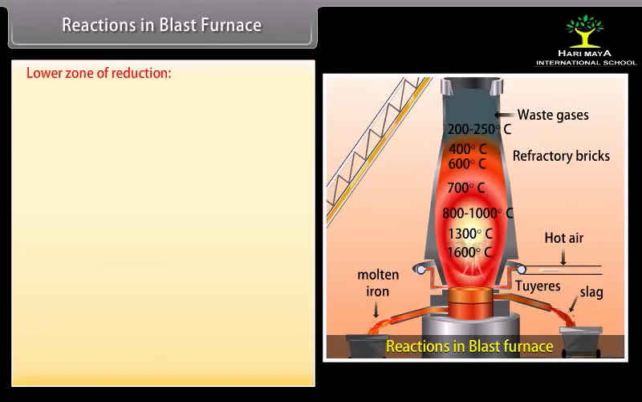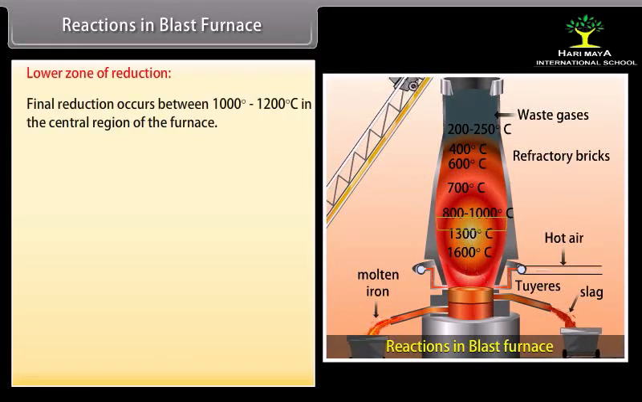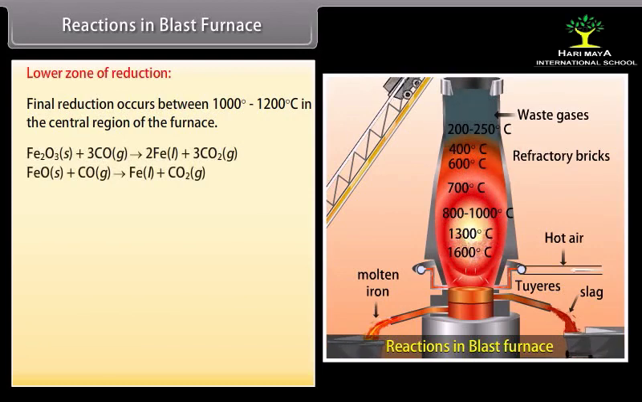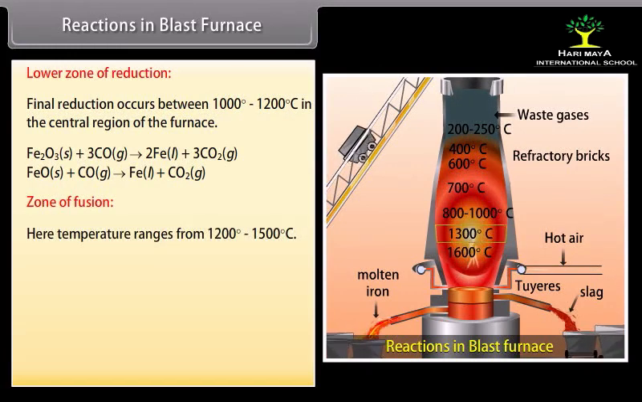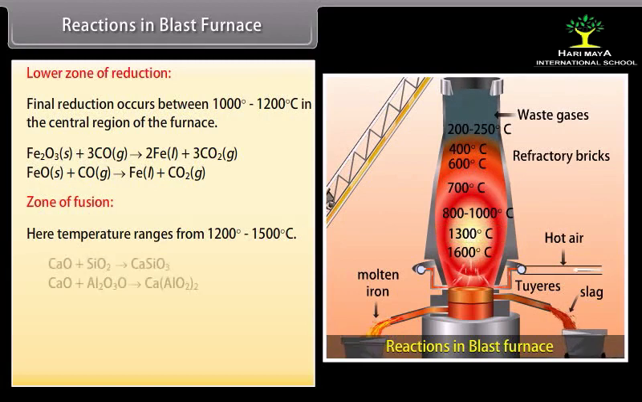Lower zone of reduction. Final reduction occurs between 1000 degrees to 1200 degrees Celsius in the central region of the furnace. Carbon obtained by dissociation of carbon monoxide combines with iron and impurities also get dissolved in molten iron. Zone of fusion. Here, temperature ranges from 1200 degrees to 1500 degrees Celsius.